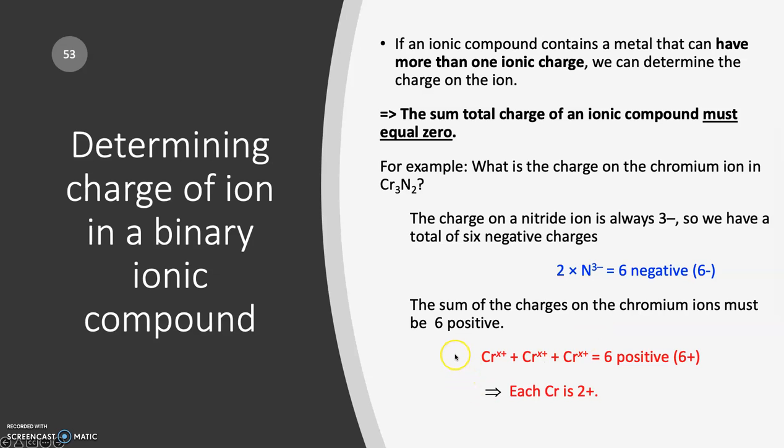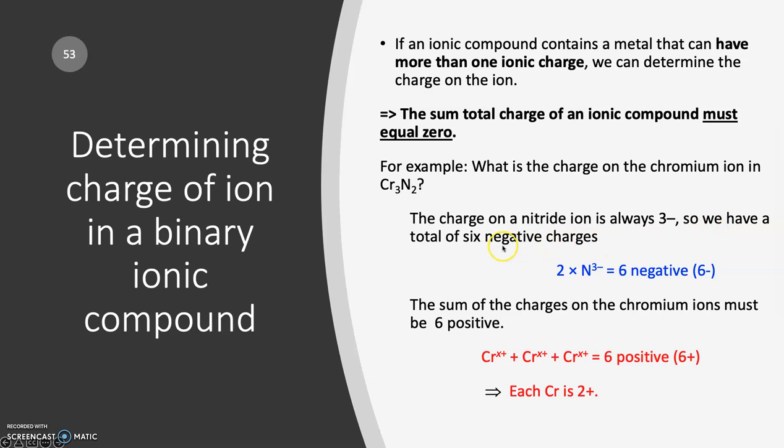You can determine the charge of an ion in a binary ionic compound. If an ionic compound contains a metal that can have more than one ionic charge, we can determine the charge on the ion because the sum total charge of an ionic compound must equal 0. For example, what is the charge on the chromium ion in Cr3N2? The charge on the nitrogen ion is always 3 minus.